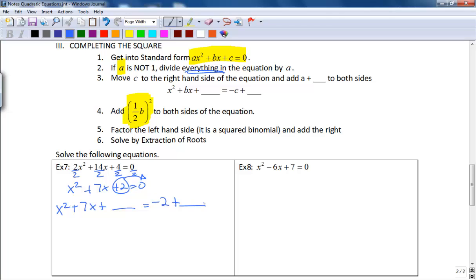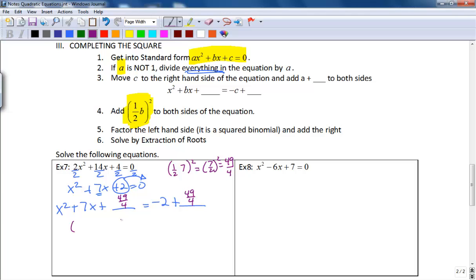Now I need to add something to both sides of the equation. The number that we're going to add to both sides is half of my b term squared. Well, which one of these is my b? My b is 7. So half of 7 squared, that's really 7 over 2 squared, which is 49 over 4. So I'm going to add 49 fourths to both sides.